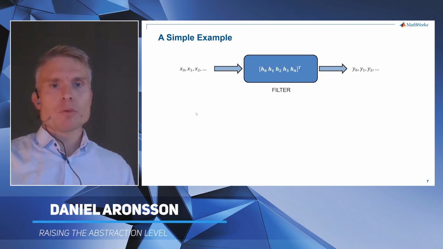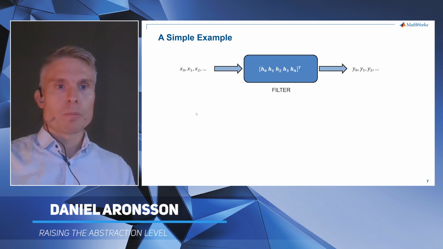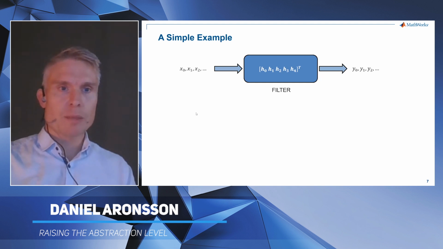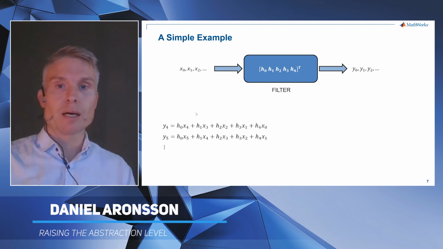So today I'm going to use a very simple example to show the capabilities of automatic C code generation. I'm going to use a filter as an example. So what does a filter do? Well, you have some input coming into a filter, illustrated by x0, x1, x2 and so on, and out comes y0, y1, y2 and so on. And inside that filter you have a few coefficients. In this case I've chosen to have 5 coefficients, and really what comes out on the output of the filter is a weighted sum of the inputs, right?